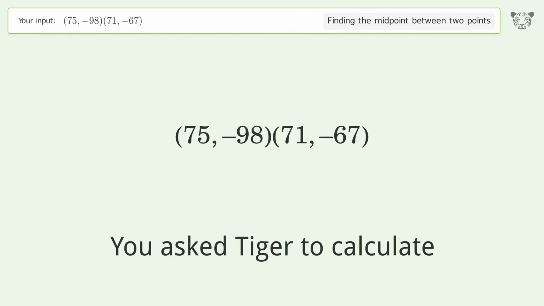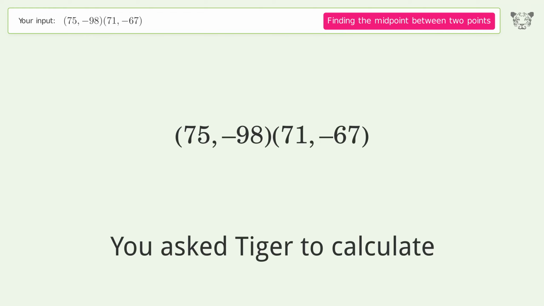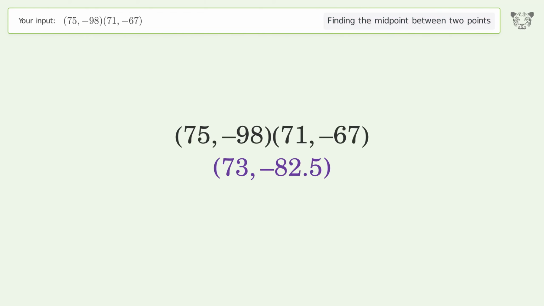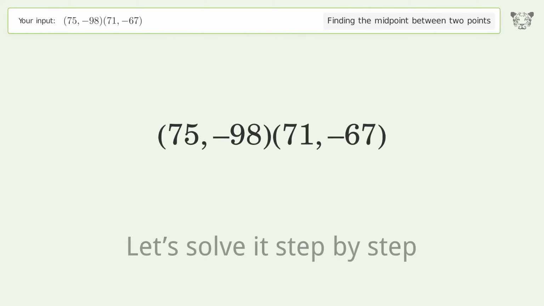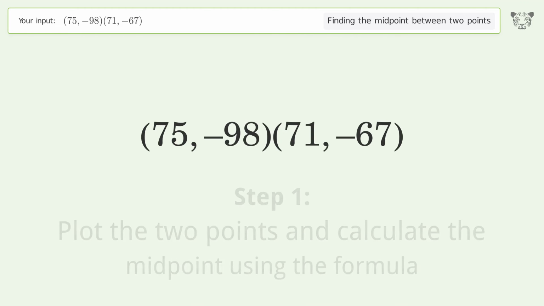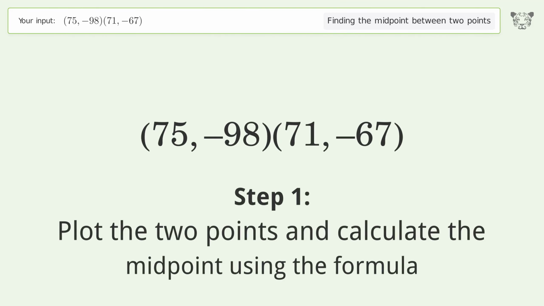You ask Tiger to calculate. This deals with finding the midpoint between 2 points. The midpoint between the 2 points is 73, negative 82.5. Let's solve it step by step. Plot the 2 points and calculate the midpoint using the formula.